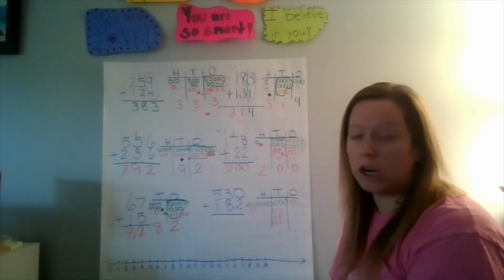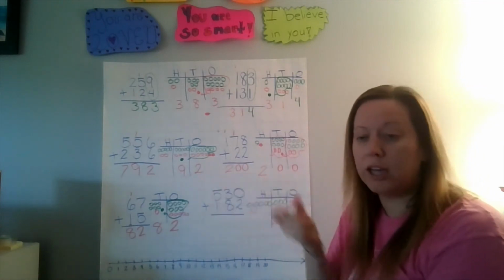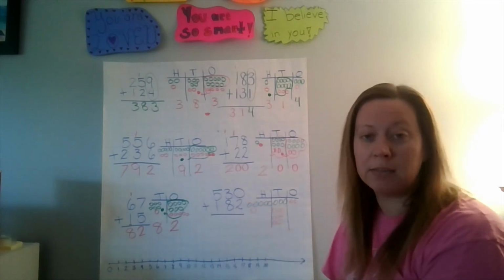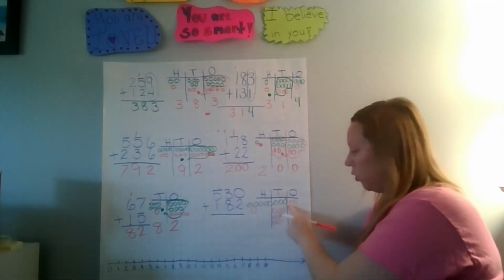So always start in your ones place. So I'm looking right here. 0 plus 2, you guys know it right off the top of your head. That was one of our practice problems. Anything plus 0 stays the same. So 0 plus 2 is still 2. If you're not sure, count them up here.